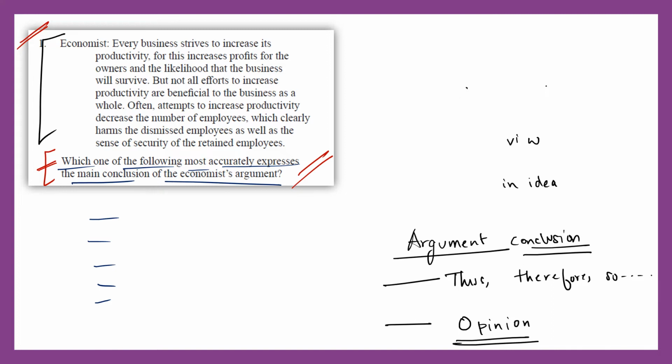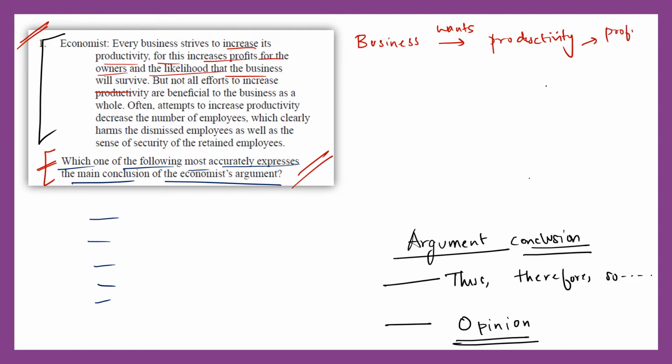Okay, so it says here that every business strives to increase its productivity, for this increases profits for the owners and the likelihood that the business will survive. Okay, it says that every business wants productivity. Now why? Because it helps increase profits for the owners and it also ensures the survival. Okay, so every business wants productivity.